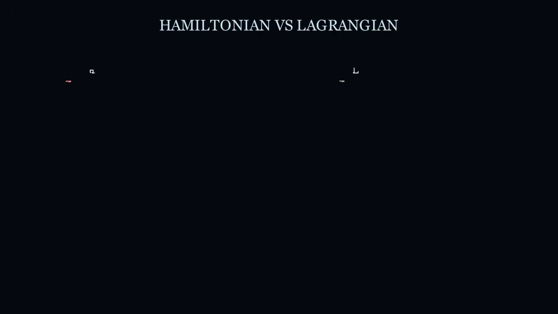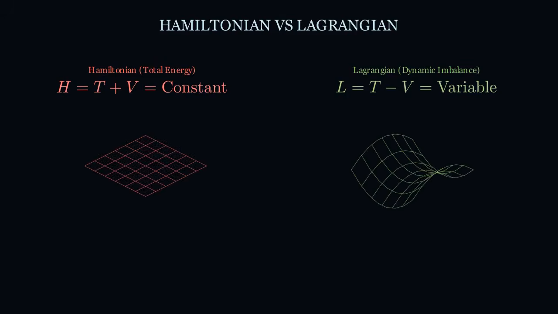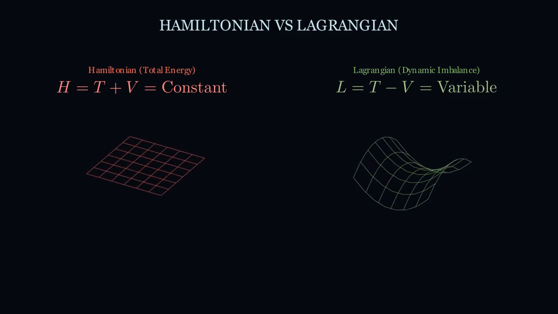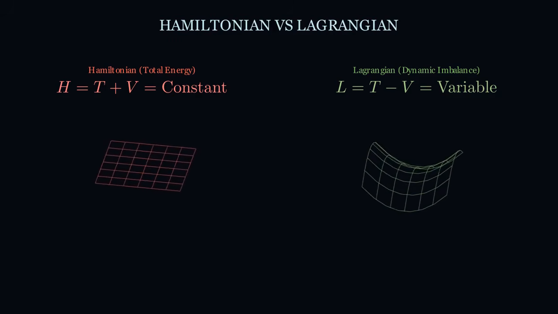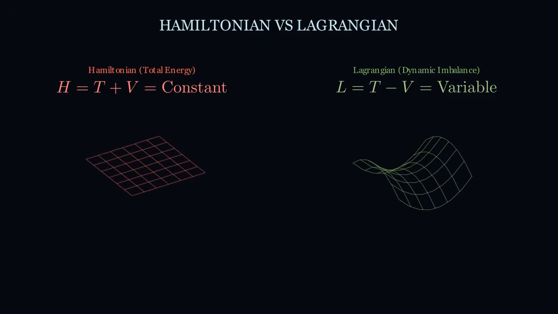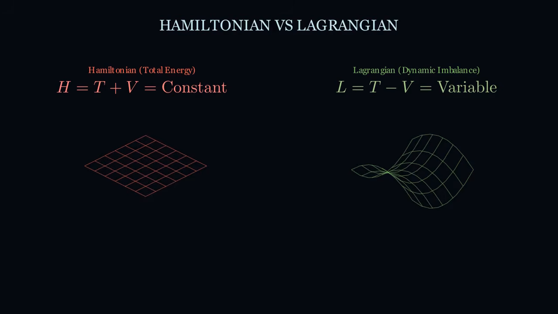But how does this specific subtraction process differ from simply adding the energies together? If we were to add kinetic and potential energy, we would get the total energy of the system, the Hamiltonian, H equals T plus V. Geometrically, for a closed system, the Hamiltonian is a flat plane because total energy remains completely constant throughout the motion. It tells us which states are accessible, but it does not specify the direction of the path. By subtracting potential energy instead of adding it, the Lagrangian, L equals T minus V, measures the dynamic imbalance between motion and position. The regions where the Lagrangian is highly positive or highly negative dictate how the system accelerates.